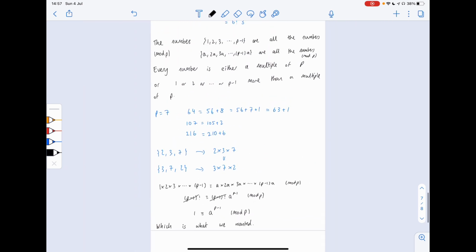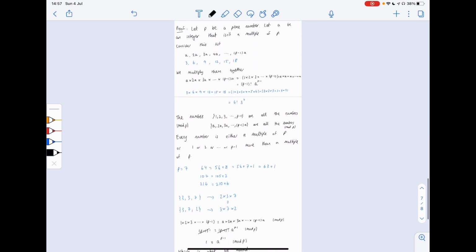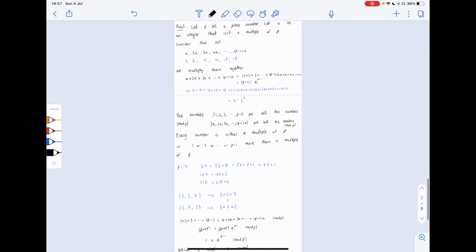Okay, so I think the most difficult bit here, let's just look over this. I think the most difficult bit is where we multiply by a and said that those lists were the same. So let's see this with an example, with p is 7 and a is 3.